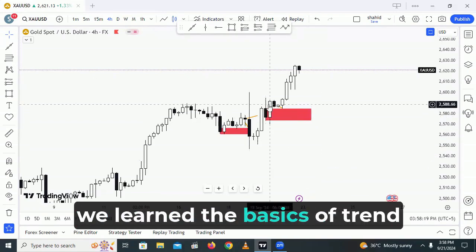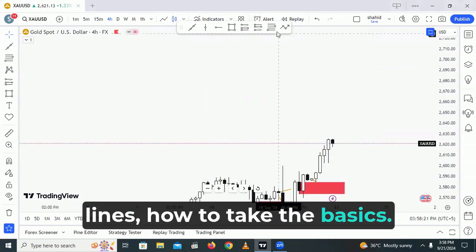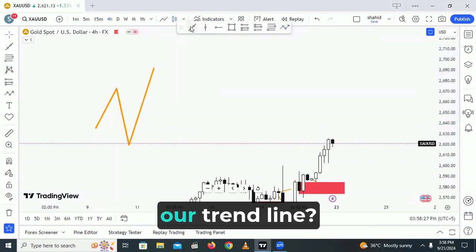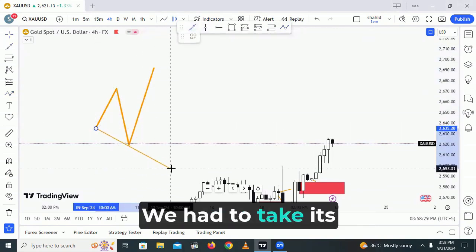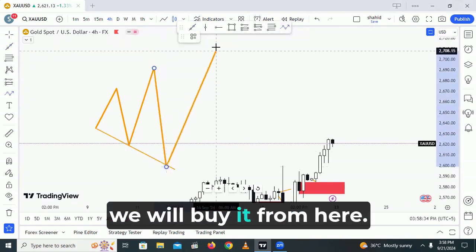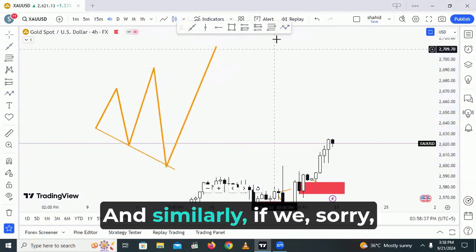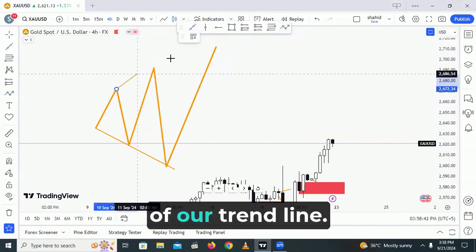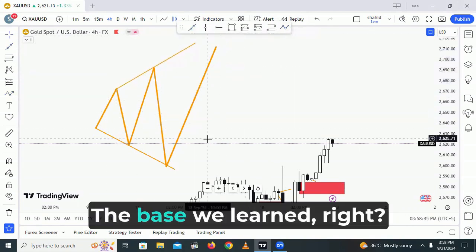Earlier we learned the basics of trend lines, how to take the basics. This was the basic of our trend line, right? What was the basic of our trend line? We had to take it like this. When the market comes from here to here, we will buy from here. This was our basic. And similarly, if we delete this and make it here, then this was the base of our trend line that we learned, right?